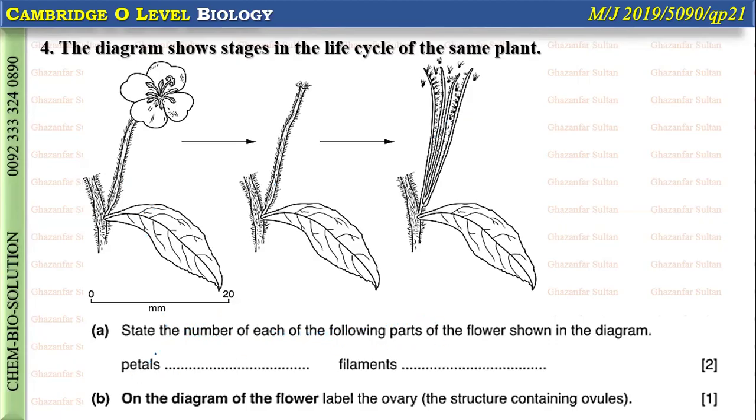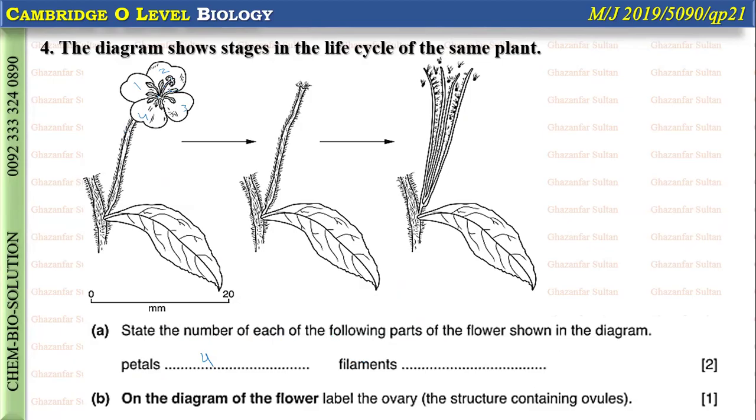the diagram. Petals. So we can see that these are the petals. 1, 2, 3, and 4. So there are 4 petals. Filaments, actually they're asking about the stamens. So how many stamens are there? It is very clear that this is the stigma, so it is a style.